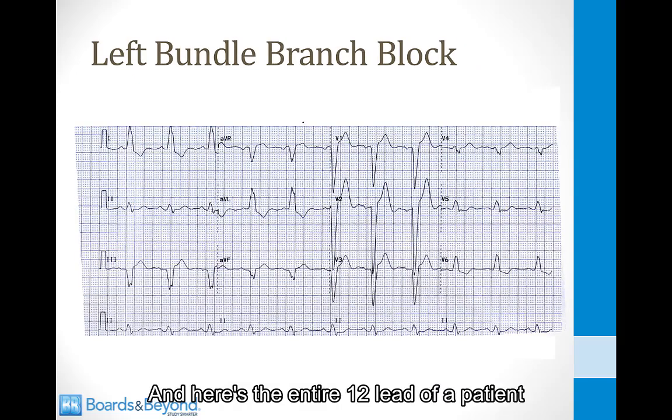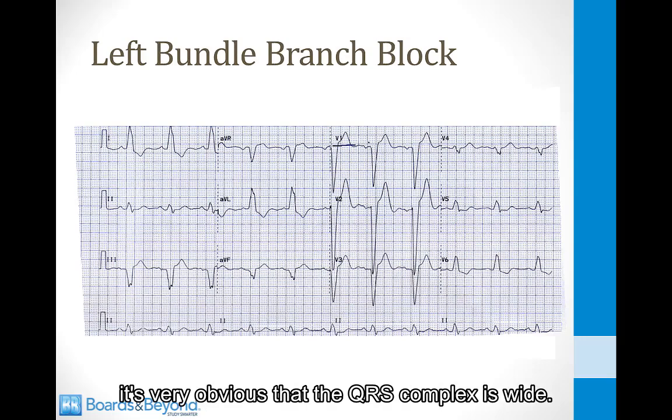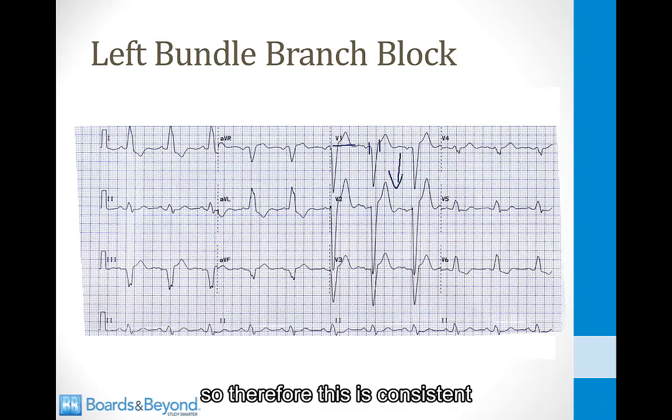And here's the entire 12 lead of a patient with a left bundle branch block. Notice that once again in lead V1, it's very obvious that the QRS complex is wide. You can also use V1 to notice that it's pointing downward, so therefore this is consistent with a left bundle branch block and not a right bundle branch block.